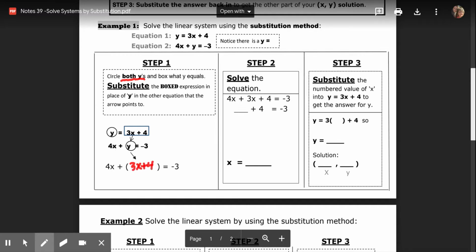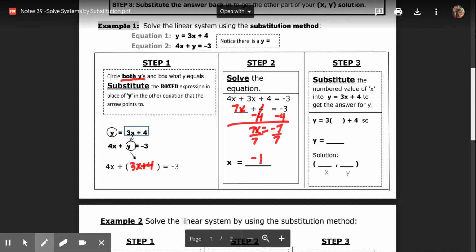Step 2, solve the equation. So I have 4x plus 3x plus 4. So 4x and 3x is 7x plus 4 equals -3. Then I'm going to subtract 4 from both sides. So I have 7x equals -7. Divide both sides by 7, and x equals -1.